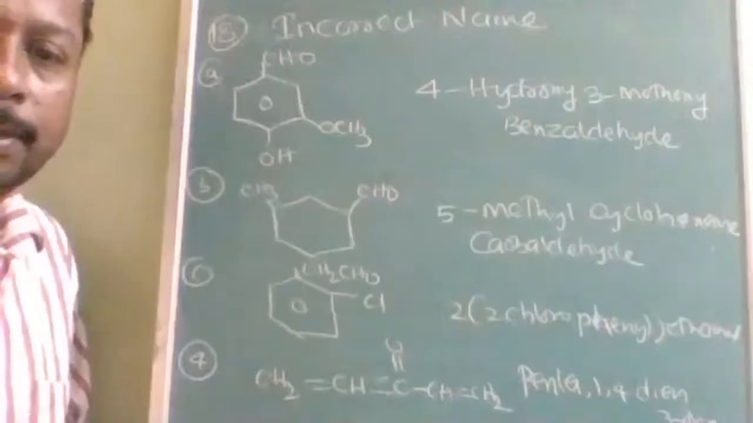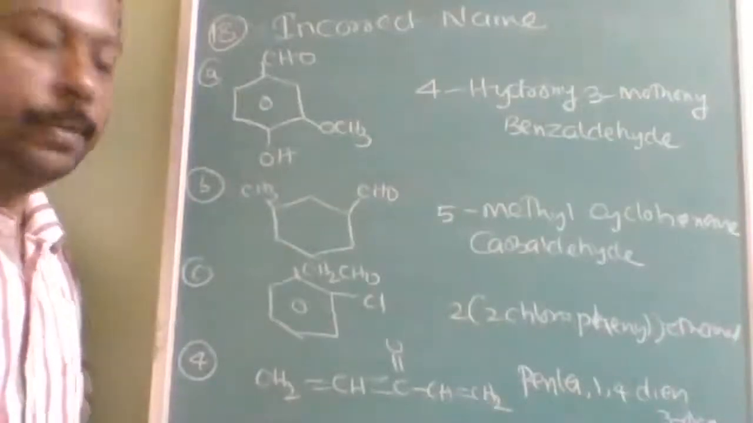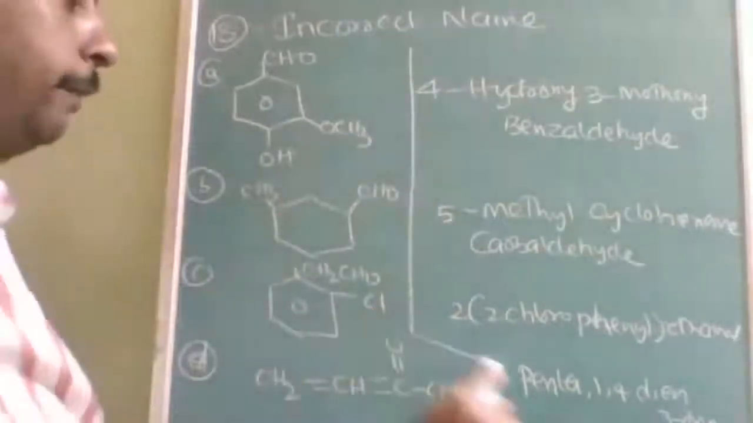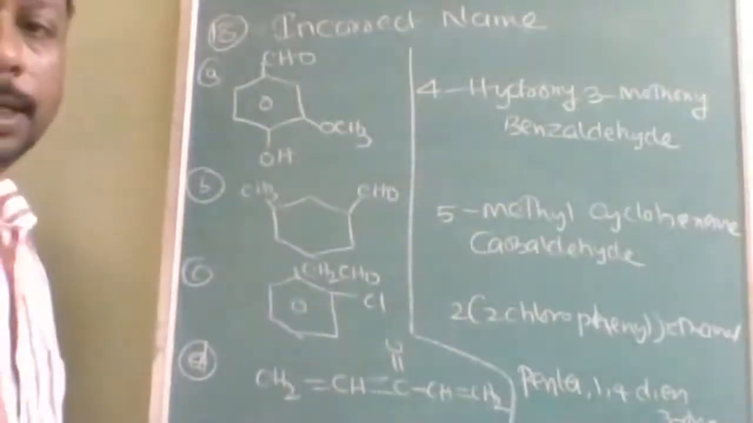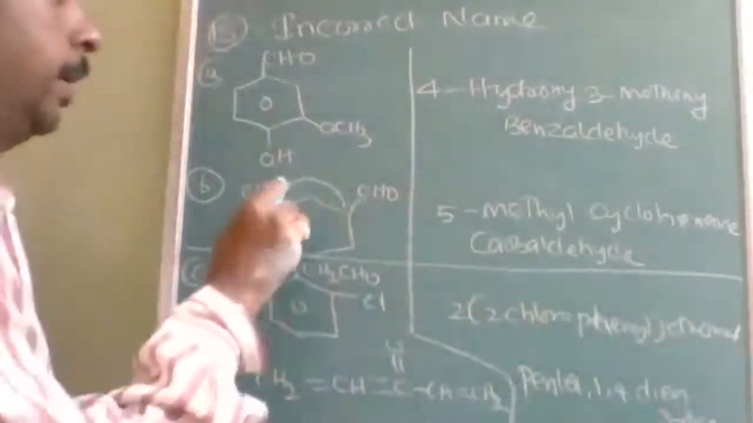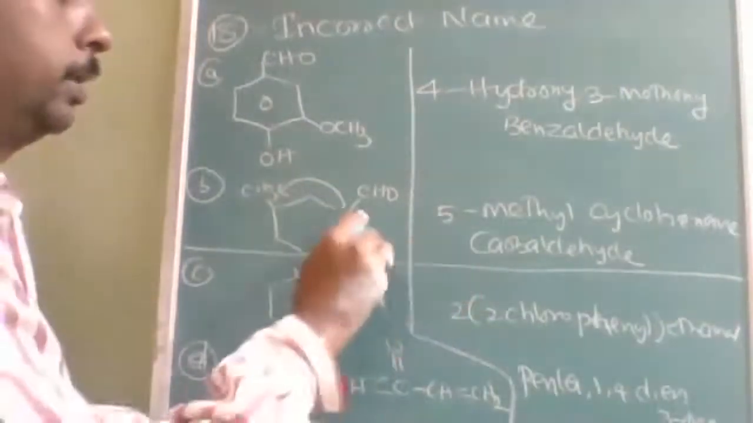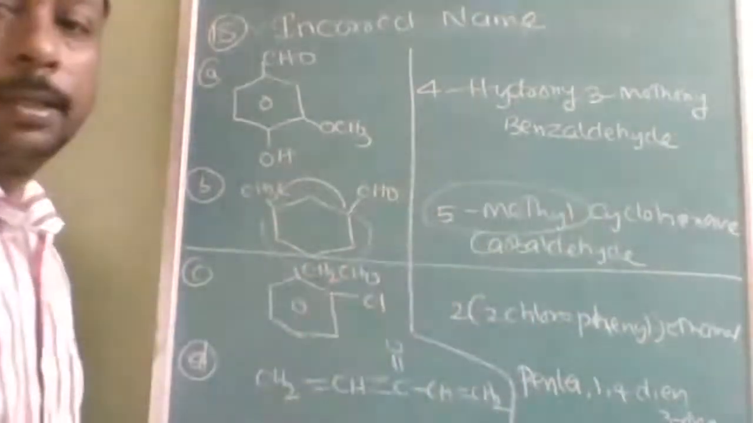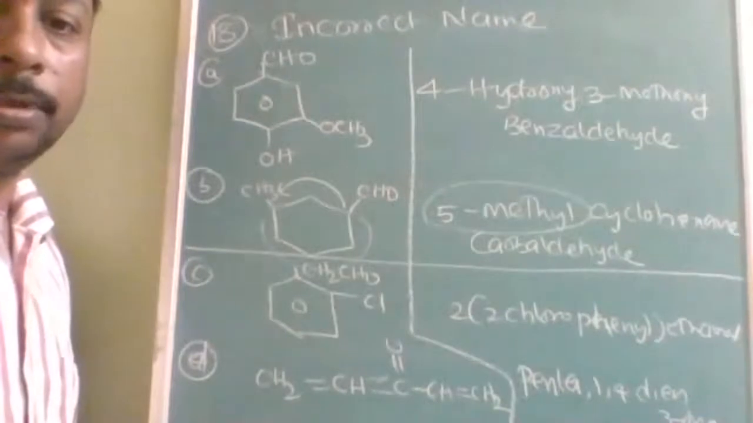Okay. Here four names are given. Incorrect name you have to identify. Okay. Answer is B. Why? Because numbering can be done like this. Okay. Here it is done like this 5-methyl. So due to wrong numbering, this is incorrect. Due to what? Due to wrong numbering.